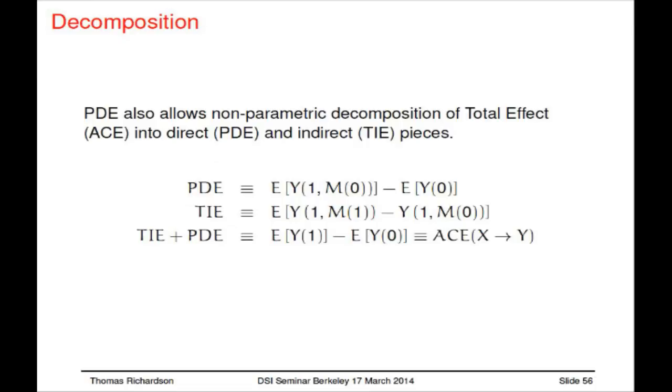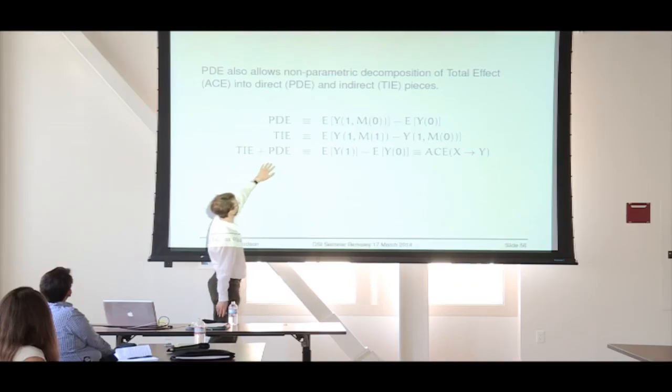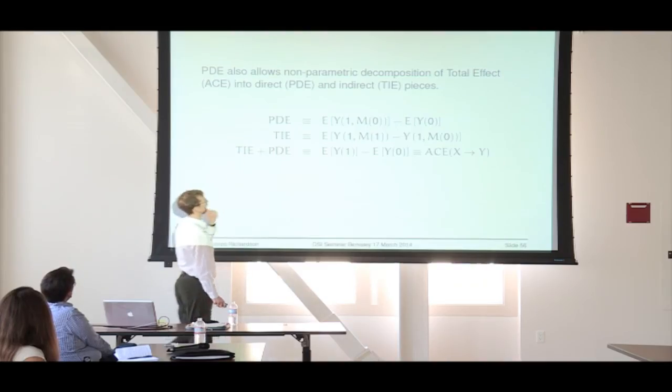Okay, people like this because it also allows for a non-parametric decomposition of the total effect, the ACE, into direct and indirect pieces. So you can get that the average causal effect can be decomposed into a pure direct effect and an indirect piece.